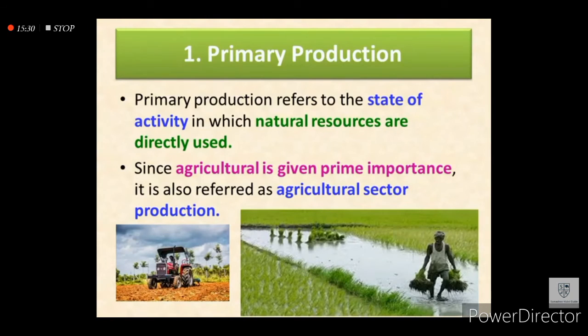Primary production refers to the state of activity in which natural resources are directly used. Since agriculture is given prime importance, it is also referred to as agricultural sector production. I told you children, it is in which directly the nature's gifts are being used. So it could be industries like agriculture, forestry, fishing, mining and oil extraction. So in all these industries, extracting the gifts of nature from the earth's surface, from beneath the earth's surface and from the surface of the oceans.